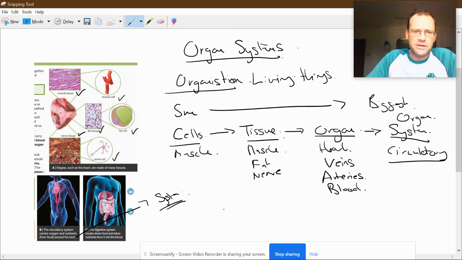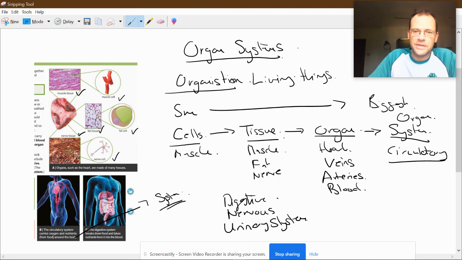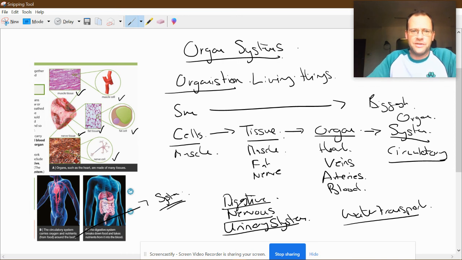Okay, lots of other examples of systems. We have the digestive system. We have the nervous system. We have the urinary system. And in plants, we have the water transport system. That's the one we looked at in plants, all of which we can kind of do this process with cells, tissues, organs, and system.